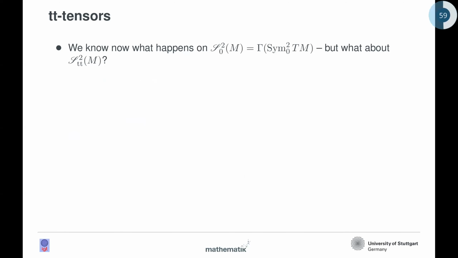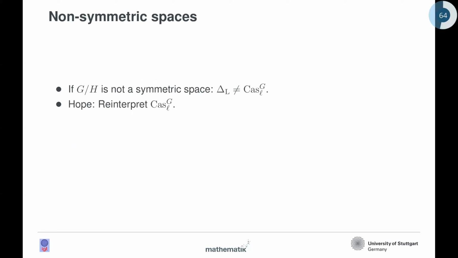Okay, cool. But some time has passed since then. And the question is, what happens if we are not on a symmetric space? Then this equality fails. And this is where things get interesting, I think. So if we are not on a symmetric space, then the hope is that this Casimir operator can be reinterpreted as some other differential operator of significance.